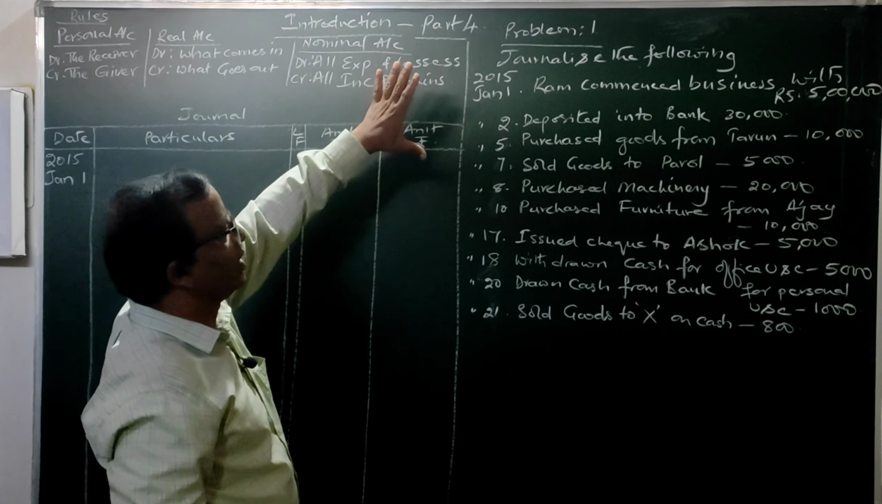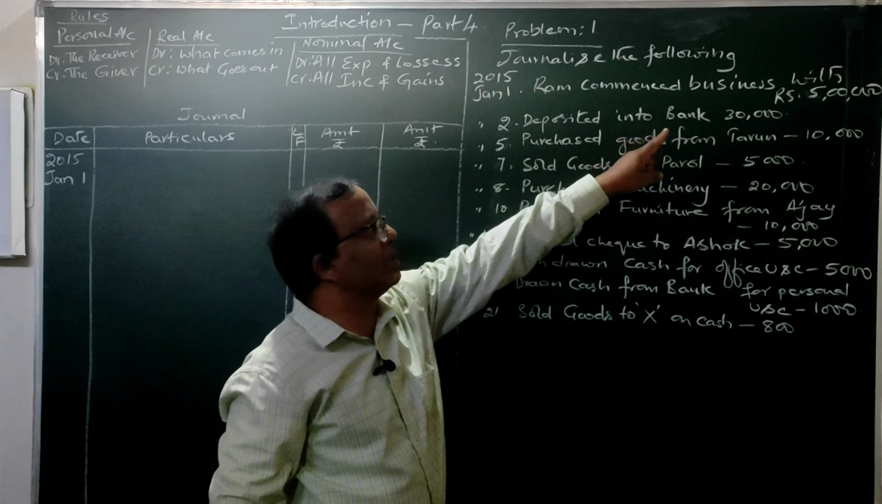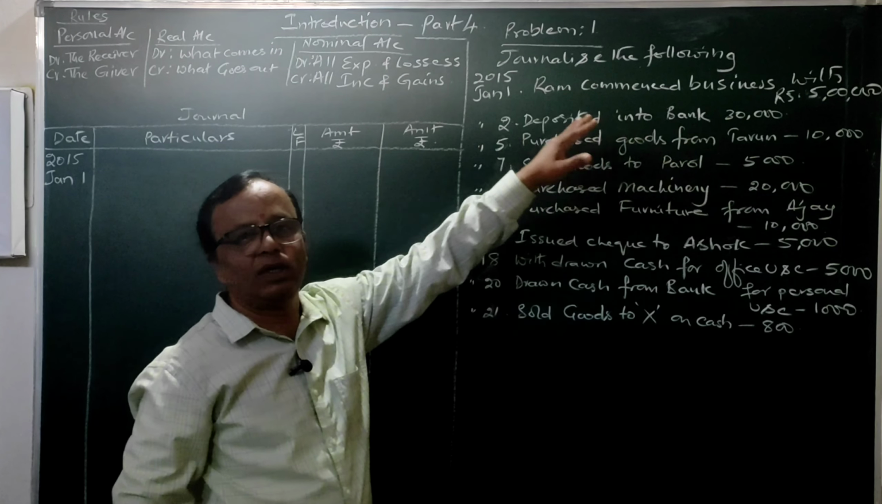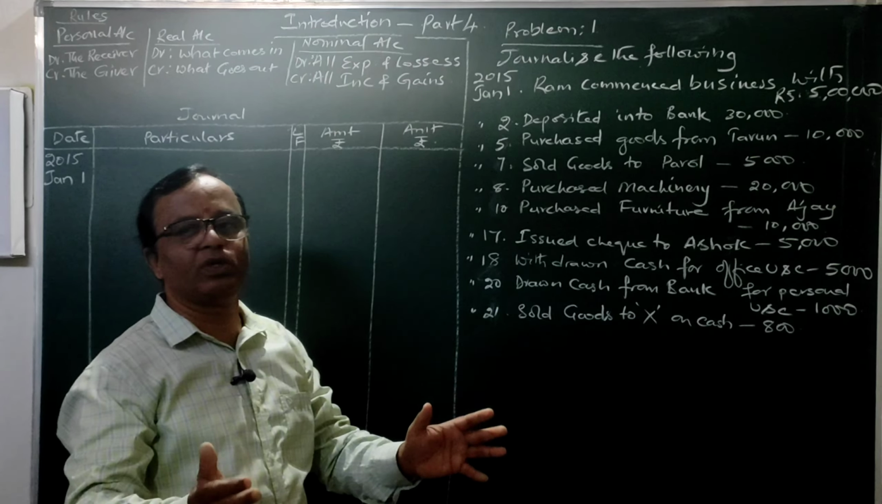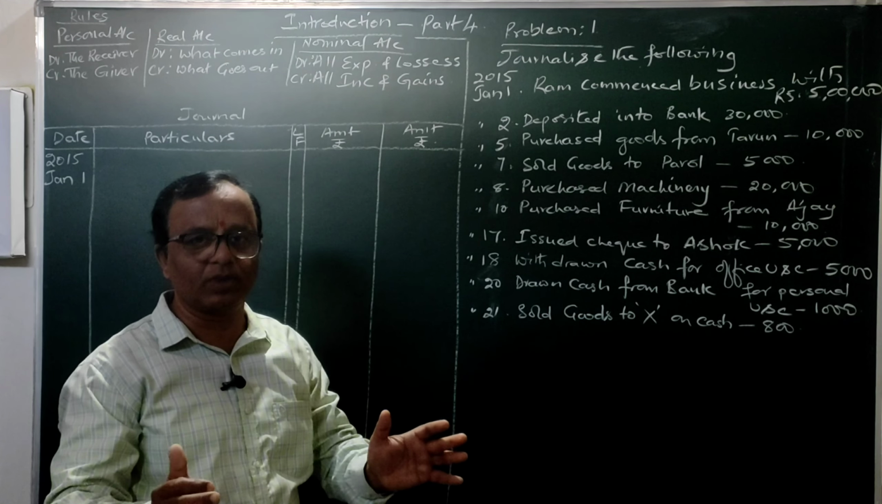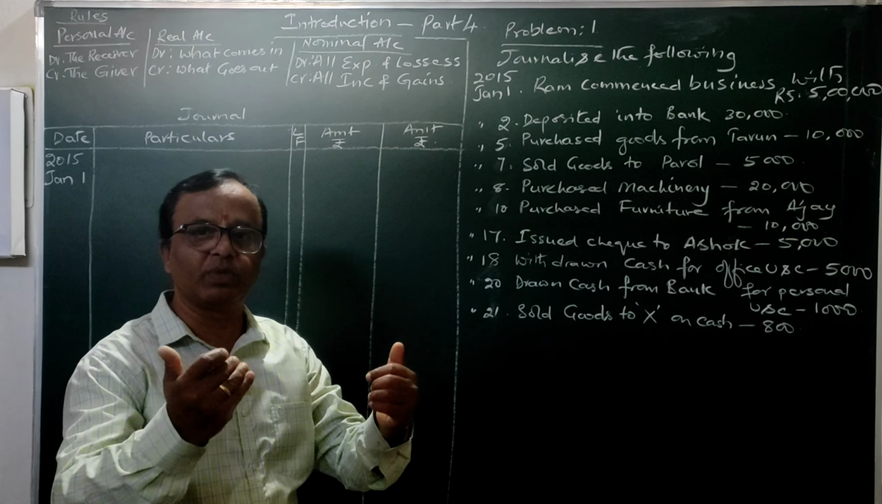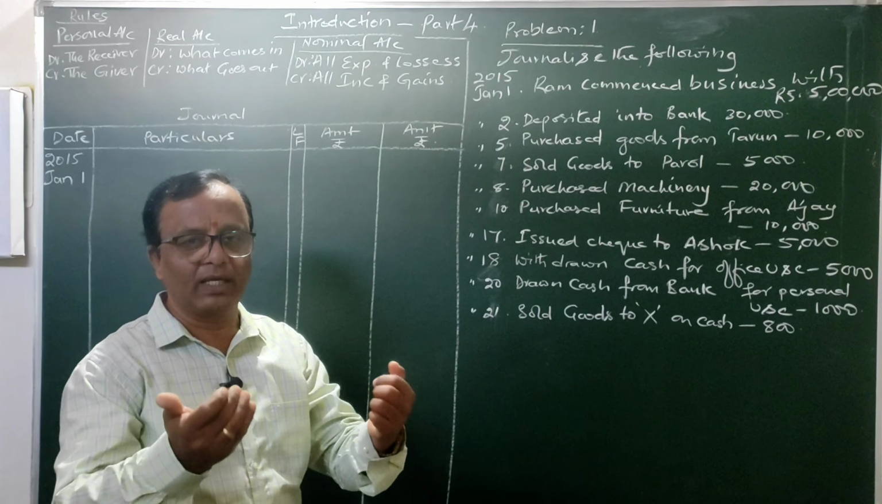Let's see the first transaction and how to write the entry. The first transaction says, Ram commenced business with rupees 5 lakhs. That means Ram has started the business by bringing 5 lakh rupees into the business. Ram is the proprietor, the person who is going to commence the business. Whatever the proprietor brings into the business to commence it, we call it capital. What has he brought? Cash.